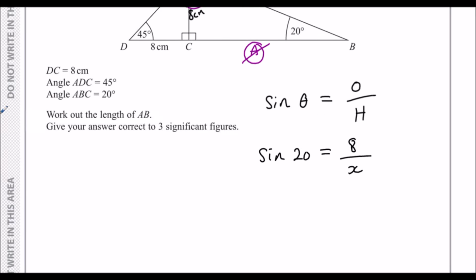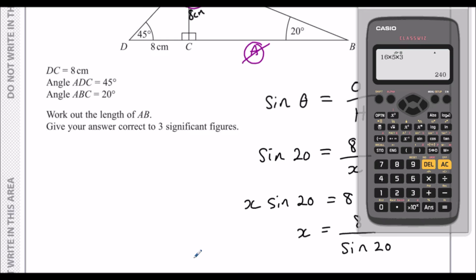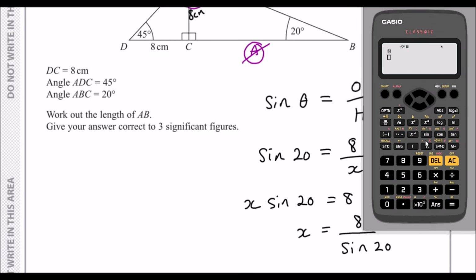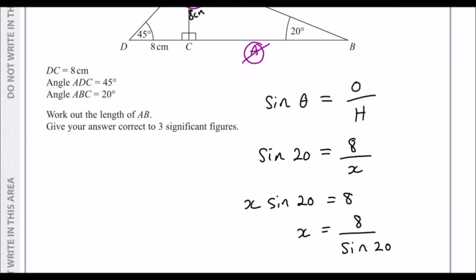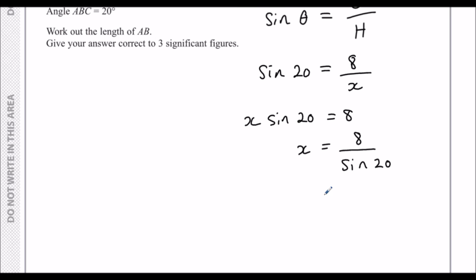We want to solve for X now. So I don't want the fraction. I want to get rid of the fraction. I'm going to do that by multiplying by X. So X times sine 20 equals 8. And then to get X by itself, divide by sine 20. So 8 divided by sine 20. 8 divided by sine 20 is 23.4. So X is 23.4 centimeters.